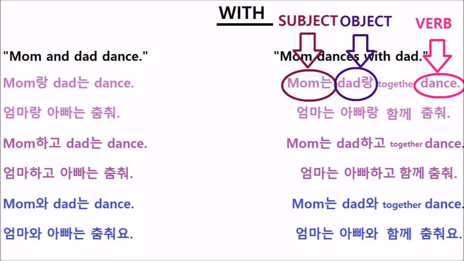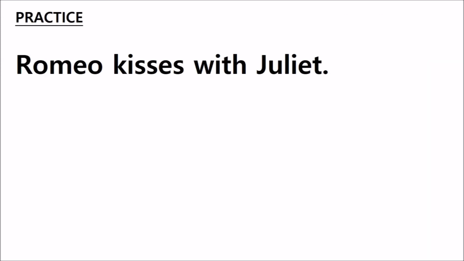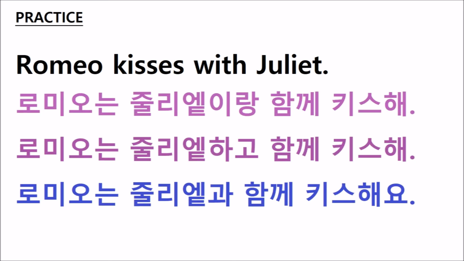You can think of dad as being the object of the sentence, and then notice that we have the same subject, object, verb word order that we've seen before in Korean. Or at least those of us who have watched my video on 3-word sentences have seen it before. I try to make each of my videos self-contained, but the lessons do build on each other a little bit. Now it's your turn. How do you say Romeo kisses with Juliet? Here's the answer. Use the pause button.